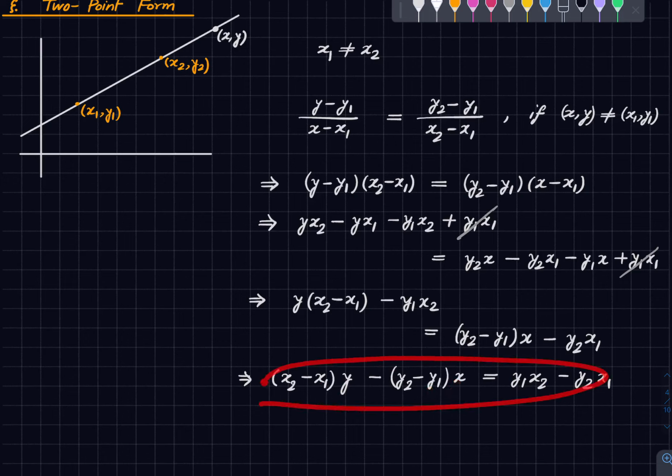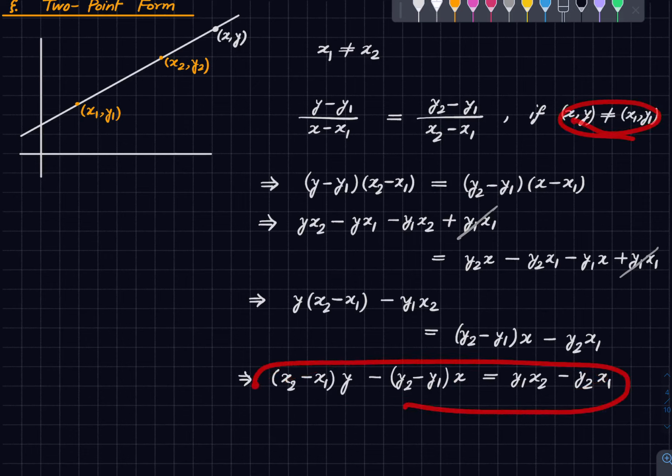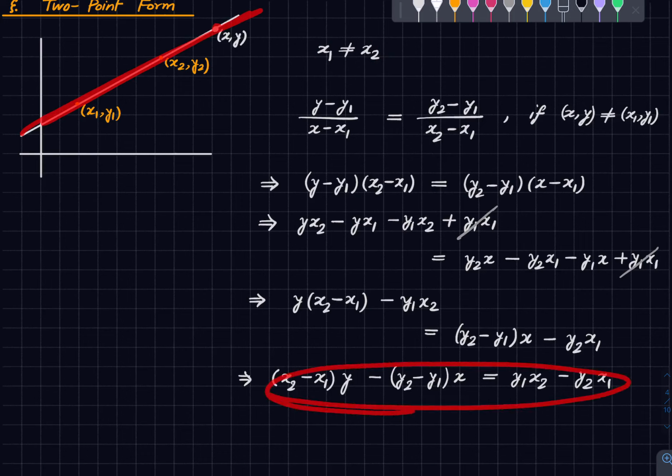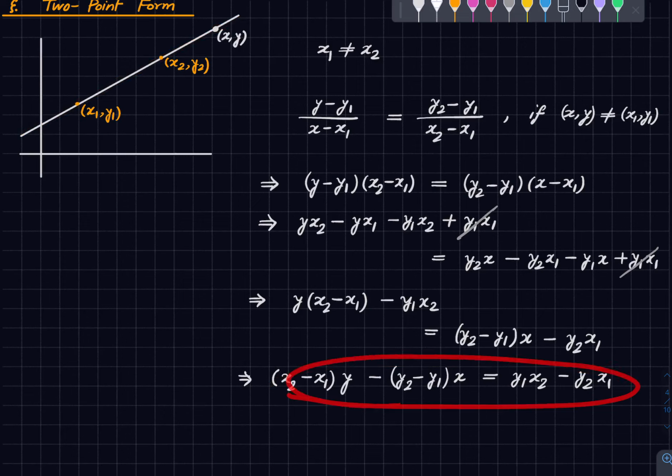So this is satisfied even with this dropped. Even if we do not assume this, the final equation is satisfied. So regardless of what happens, so far we have assumed this, regardless of what happens, if x comma y is a point on this line, then this equation must be satisfied. And conversely, if this equation is satisfied, then you can just reverse the steps to show that x comma y must lie on this line.